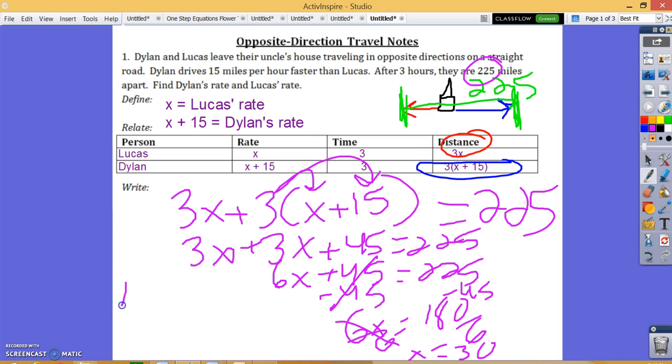I'm going to say Lucas, 30 miles per hour, mph. And then Dylan was 15 miles per hour faster. He's 45 miles per hour.